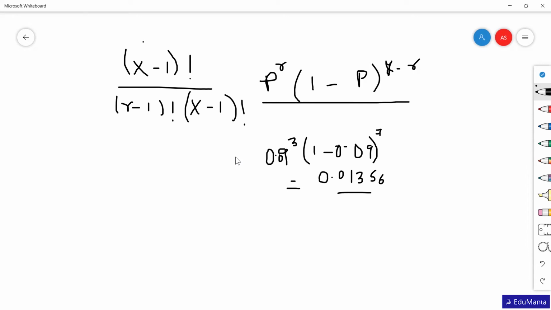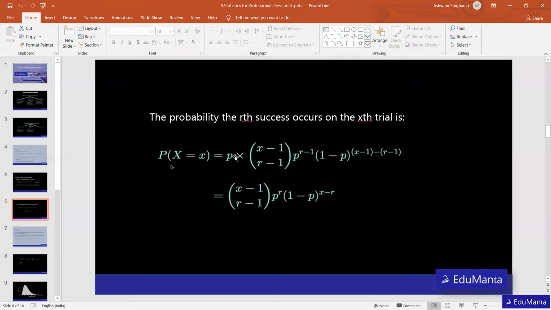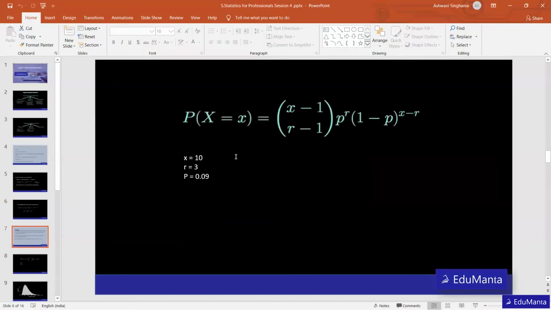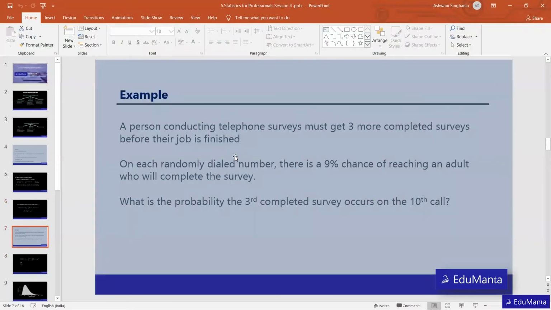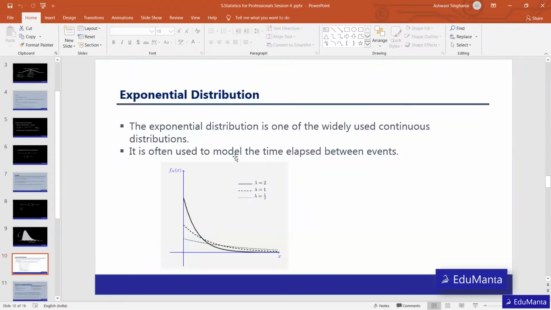So we are moving on to the next distribution now. The next distribution is going to be the exponential distribution. The exponential distribution can be compared to the Poisson distribution. We'll see how. So let's read it once.